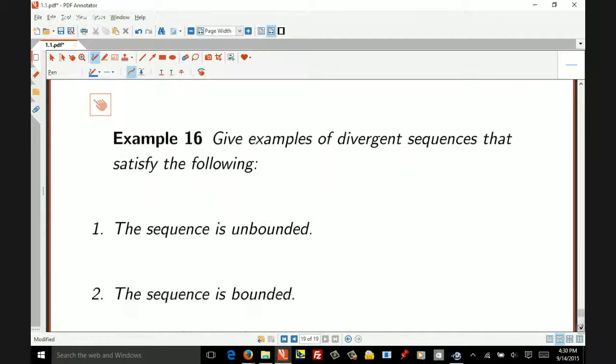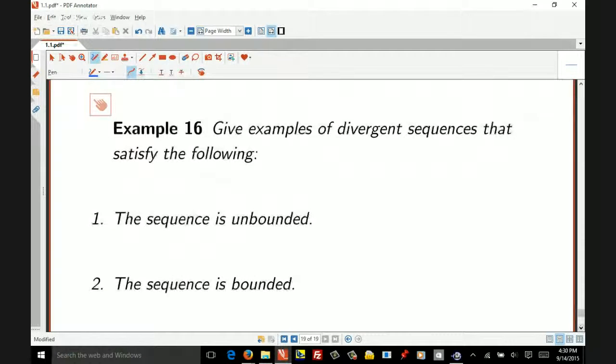Okay. Give examples of divergent sequences that satisfy the following. The sequence is unbounded. Or we did the harmonic series. Just put a 1 down, diverges. You just did one. We just did one. There you go. That was the one we just did. How about another one? Surely there are some easier ones than that.